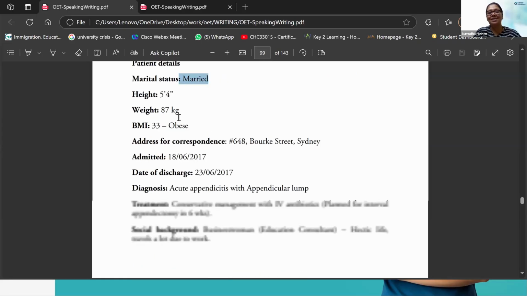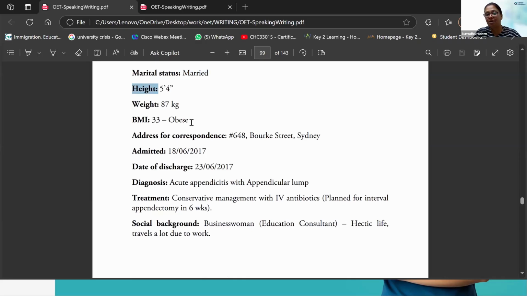So height, weight, BMI will not be needed for this particular letter. Address of correspondence also will not be needed. Now, admitted, of course, this is important information you cannot miss, when the patient was admitted. So you put a star next to it here. And date of discharge, of course, will be needed because the nurse will visit the patient at home after the patient's discharge. Diagnosis is extremely important. So we put a star next to this as well on your case notes in the exam.